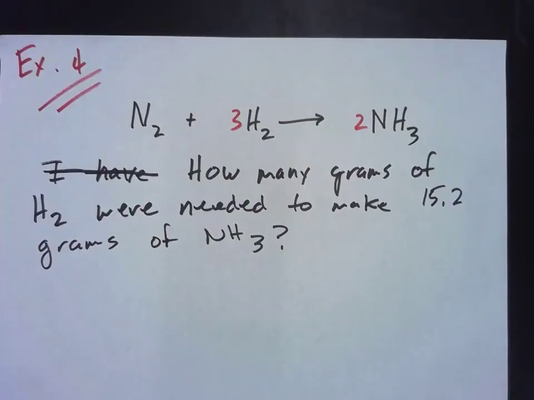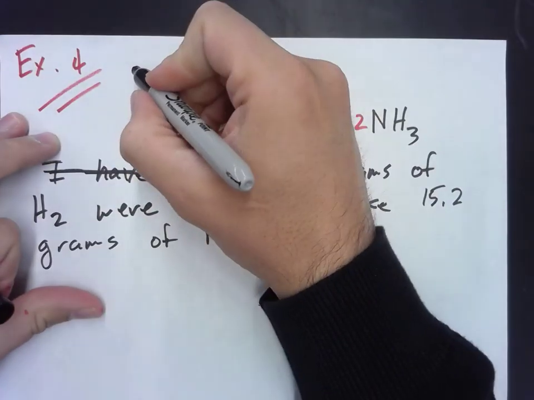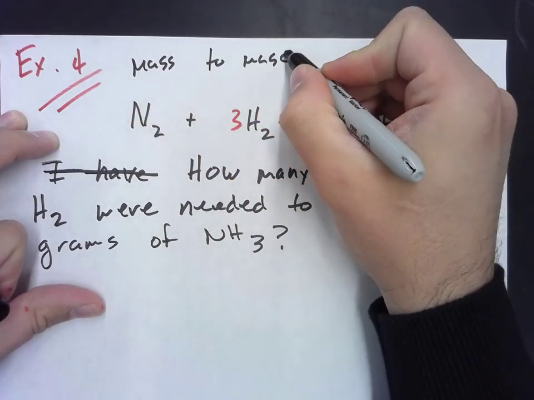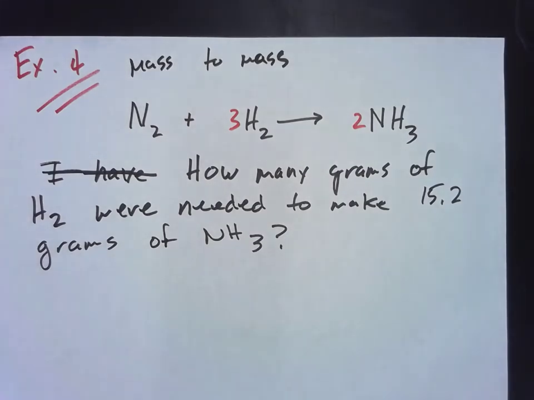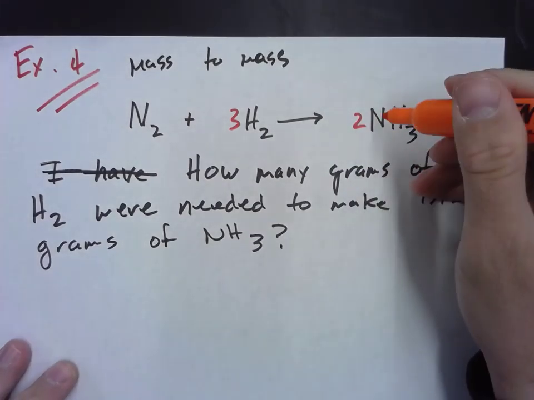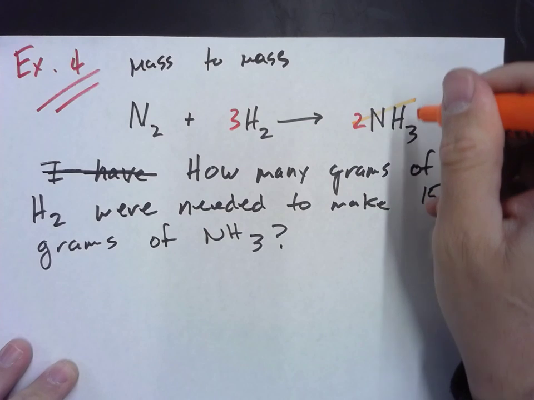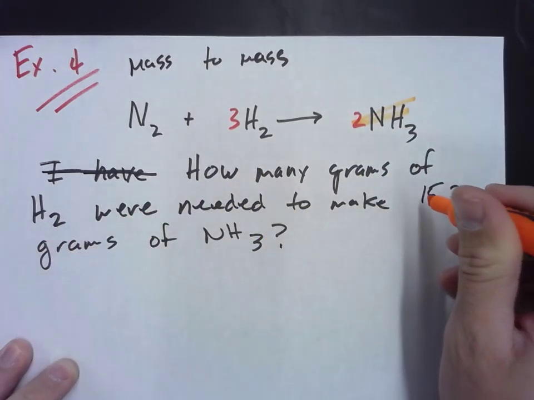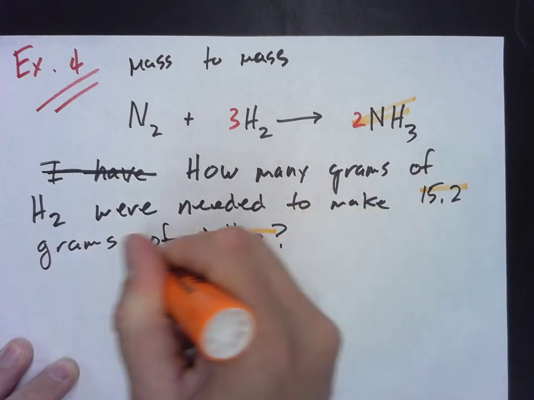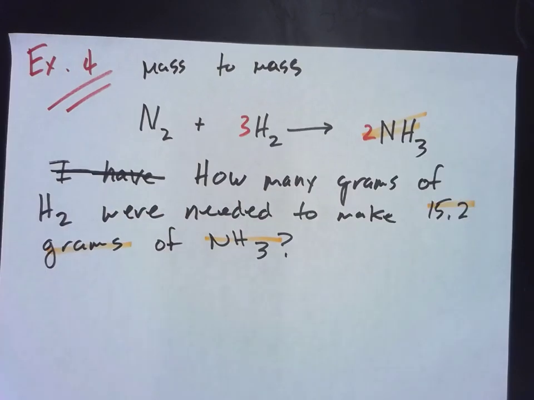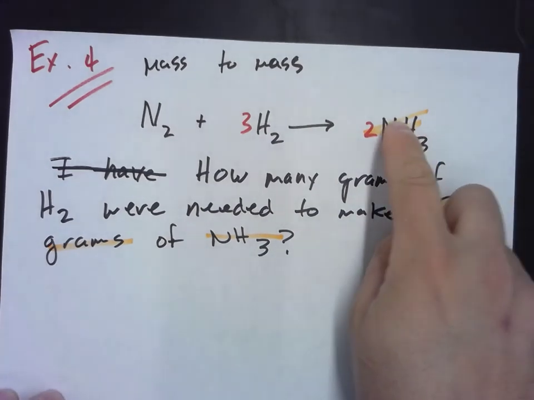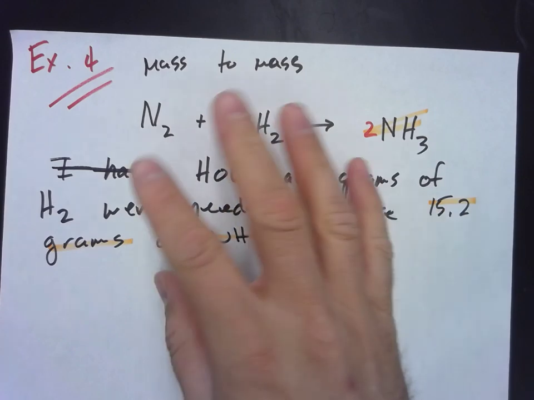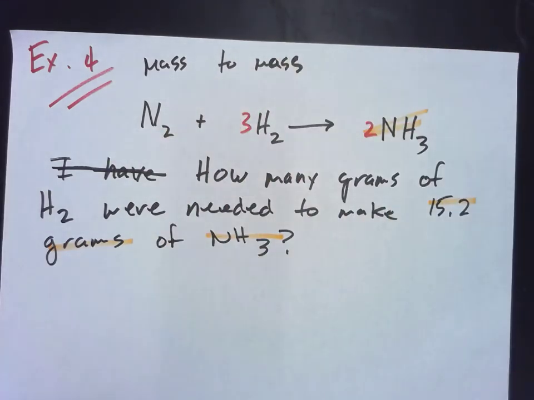Okay, this is also a mass-to-mass problem. In this case, let's look and see what's different with this one. They're asking us about the product now. They're saying how many grams of H2 were needed to make 15.2 grams of product, 15.2 grams of NH3. And sure, you can do that. With these ratios, they can all be combined is what I'm trying to tell you.